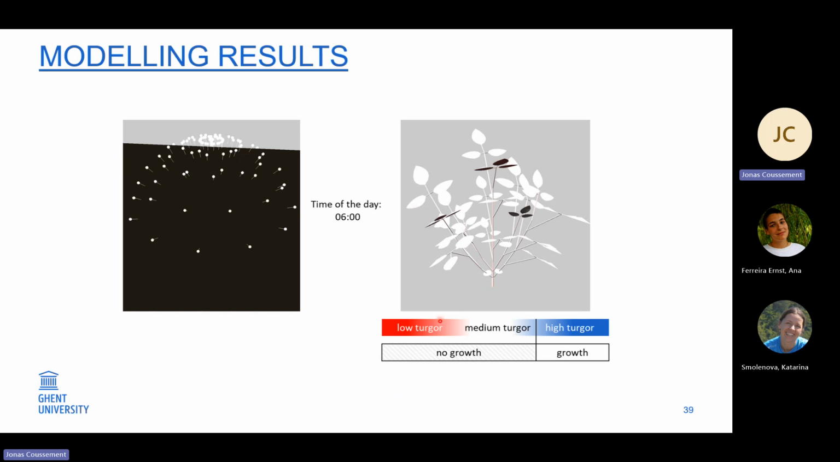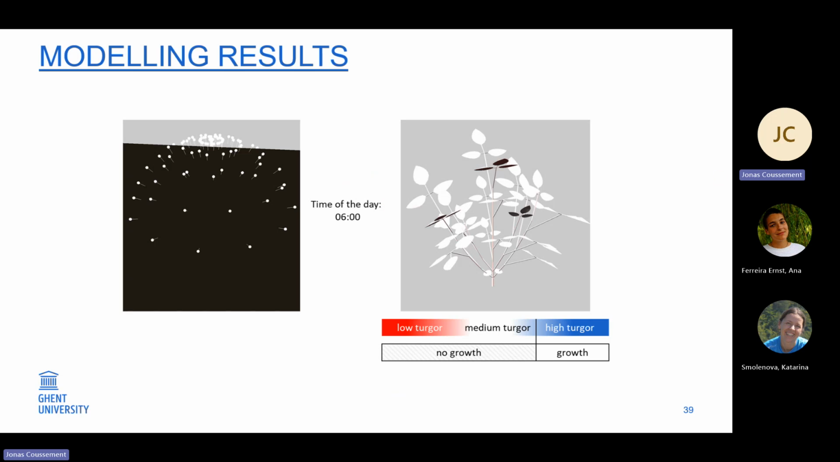Red means that the turgor is decreasing below an equilibrium state, so it means that the plant organs are shrinking. It's losing water. And once it goes blue, it means that it's exerting pressure and the plant is actually able to grow. This is mainly caused by the active sugar loading in plant organs that are still growing. So let's go over the steps.